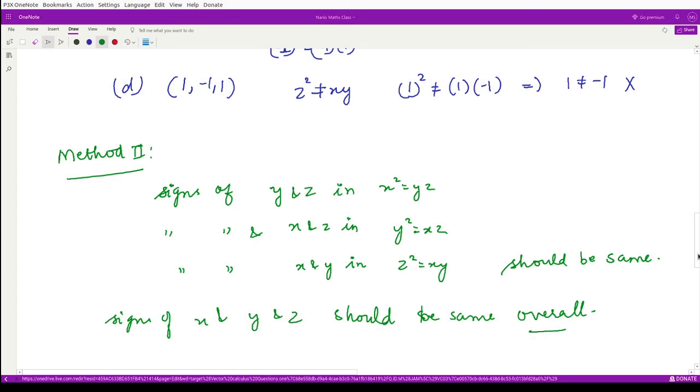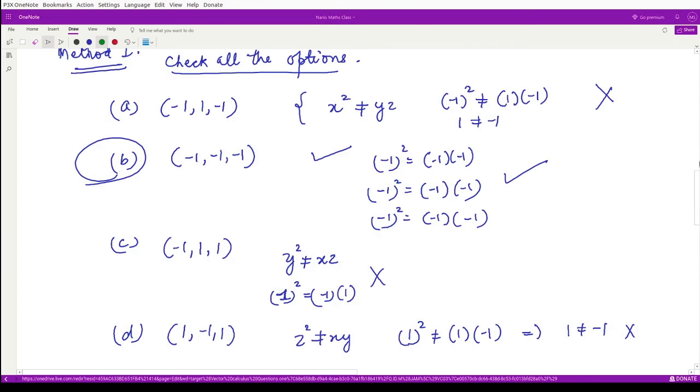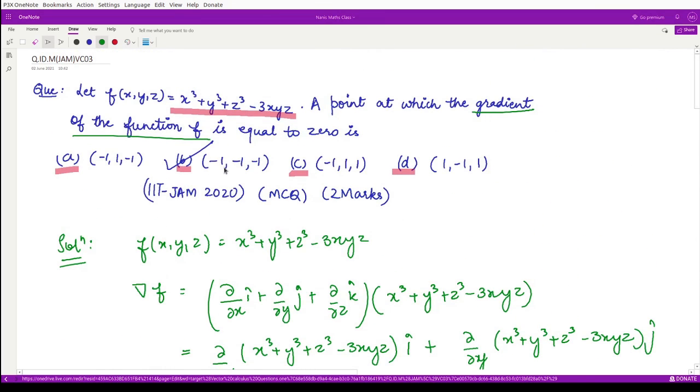From here, if you look at your options, according to your options here, the same signs are only obtained in option number B. So from here we conclude that our option B is the correct option.